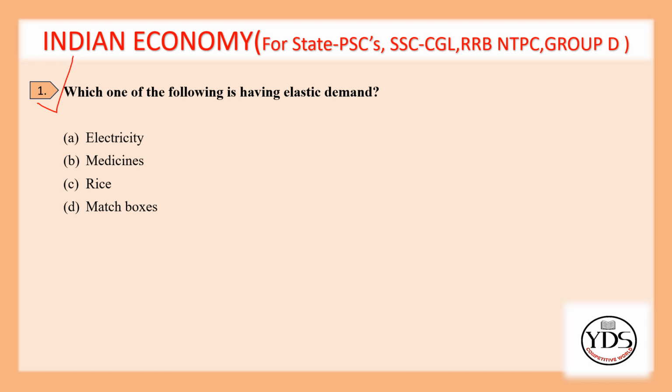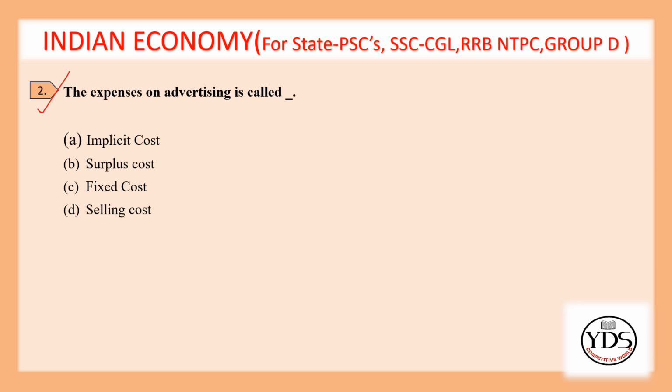Which one of the following is having elastic demand? Electricity, medicines, rice, matchbox. Option A, electricity is the correct answer. Second question, the expenses on advertising is called implicit cost, surplus cost, fixed cost, selling cost. Option D, selling cost is the correct answer.